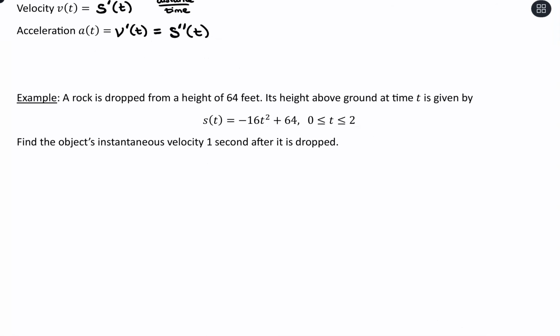So we have a rock is dropped from a height of 64 feet. Its height above ground at time t is given by this position function from t equals 0 to t equals 2. Find the object's instantaneous velocity 1 second after it's dropped.